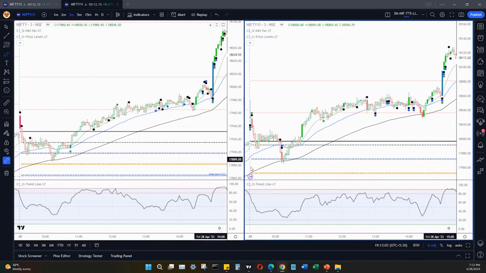Now, you could see the price taking support at the black moving average, and that's very close to the central pivot range. Looking at the EMAs, which are all moving higher, it's trending to the upside, and it's obvious and evident that the prices may move higher.